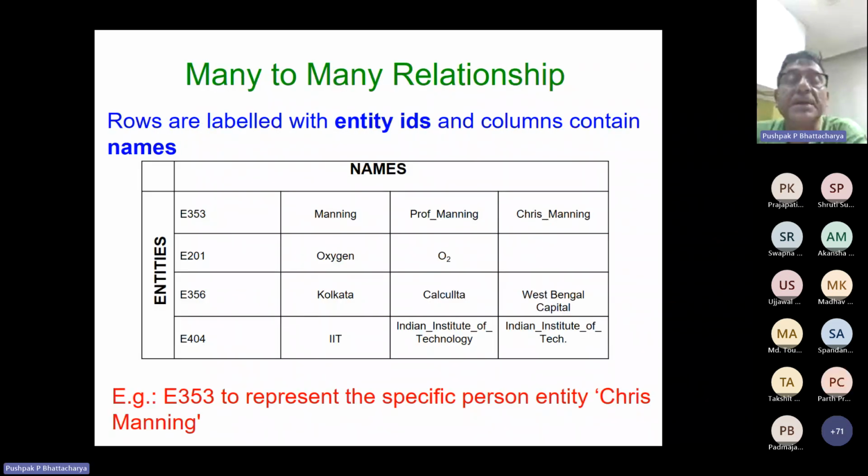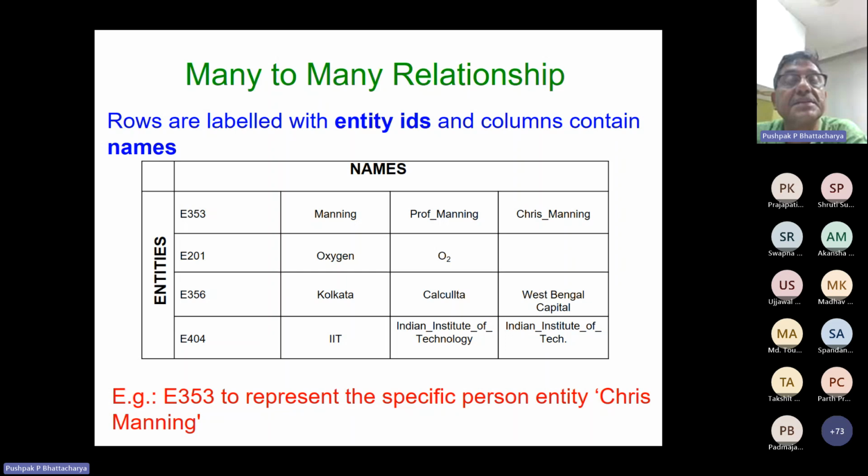The many-to-many relationship between named entity and what it refers to is shown by this table. So E353 is the row ID. It refers to Manning, Professor Manning, Christopher Manning. E201 is oxygen, O2. E356 is Kolkata, Calcutta, West Bengal capital. E404 is IIT, Indian Institute of Technology, Indian Institute of Tech. So each row is an example of a reference to multiple names mapping.